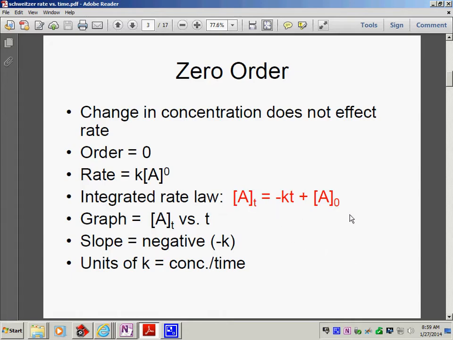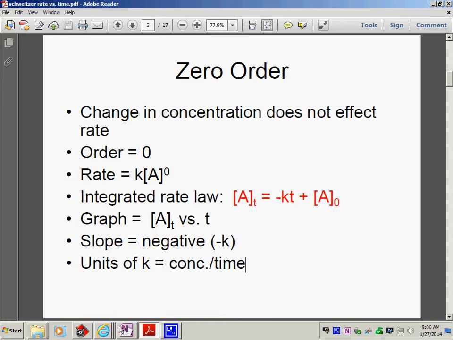I have highlighted in red right here the y equals mx plus b equation for a zero order reaction. The graph would be concentration versus time, y versus x. My slope is negative k. My units on k are concentration versus time. Now, unlike the instant rate law, the units are less of an importance here. They are there, but they're less of importance as far as questions asked on AP exams.